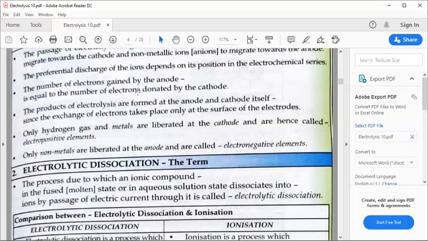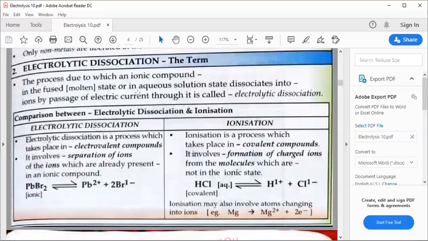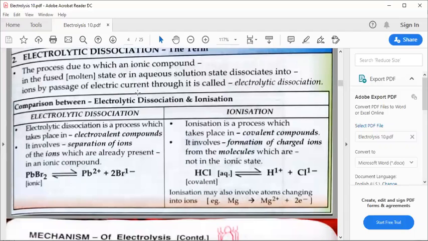Now we have already studied the term dissociation. Dissociation happens only in ionic compounds, that is, electrovalent compounds. Ionic or electrovalent is the same. And how can this dissociation happen? Because of the passage of electric current. As I had already told you before, dissociation means separation of ions, because the ions are already present. You don't create any ions, you are just trying to separate them out.